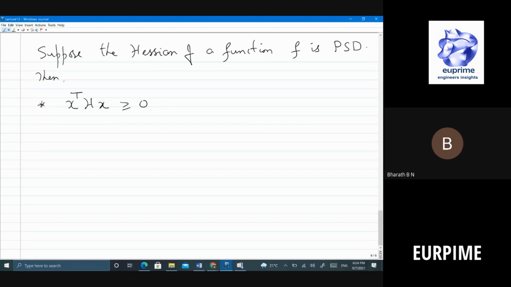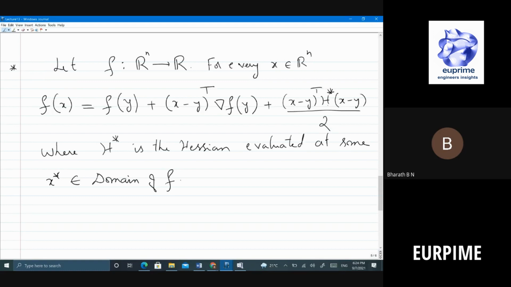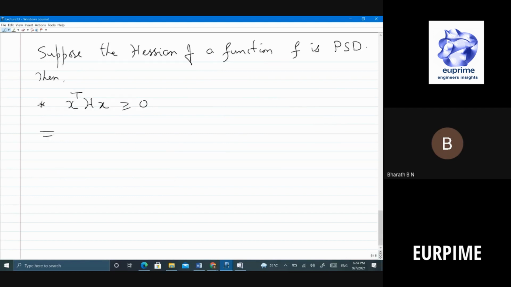Okay, so now the moment you say greater than or equal to 0, what can you say about (x minus y) transpose H star (x minus y) by 2? Definitely greater than or equal to 0. So if I drop this term, what do I get? Left hand side I'm reducing, right hand side I'm reducing, by dropping it. So this implies f of x is greater than or equal to f of y plus (x minus y) transpose gradient of f evaluated at y. You get this inequality, right? Do you agree? Is that clear? Fine.